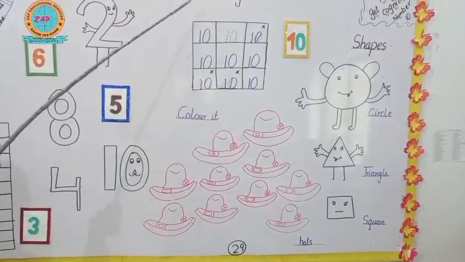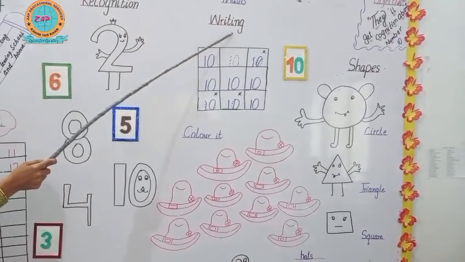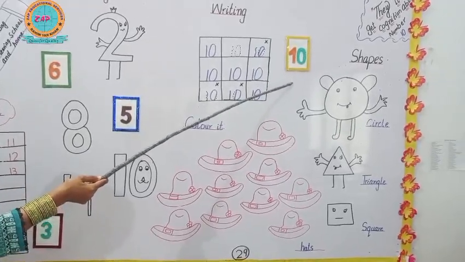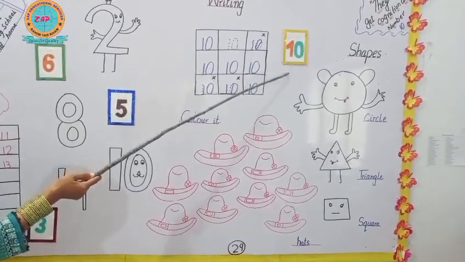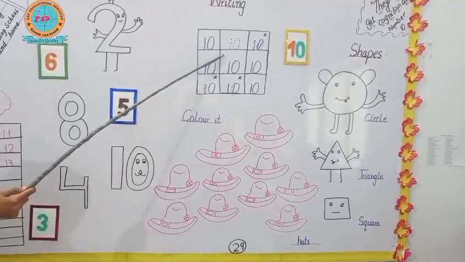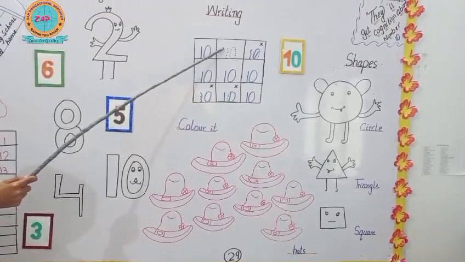Now come towards writing. W-R-I-T-I-N-G. Writing. And today we will write a new number. 10. Which number is this? 10. Okay, you will keep your pencil on the first dot and one by one you will join all the dots like this.